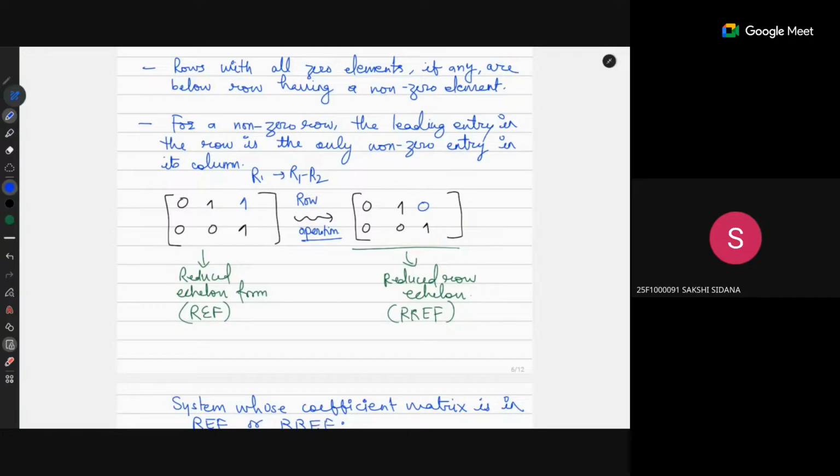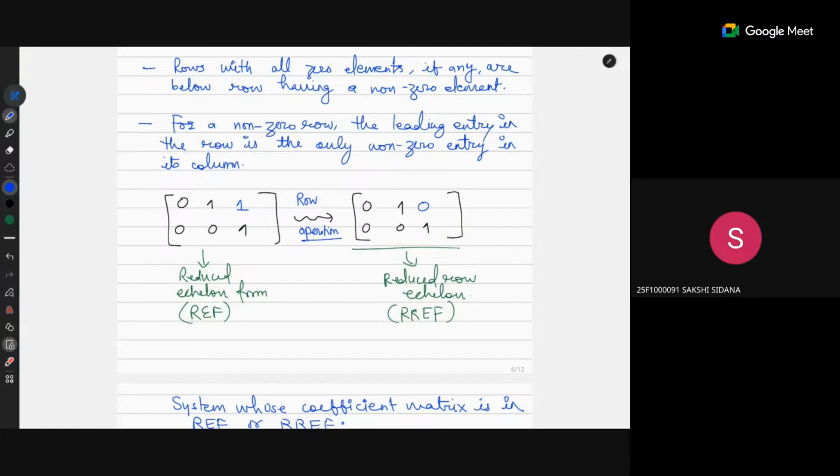Thank you, sir. But you are going to perform a different operation. Yes, that is what I will discuss. And sir, for every RREF there should be an REF, right? Yes. Because first you will obtain the REF form, and then from REF you can go to RREF. So first we will always obtain an REF form, and then we can go to RREF.